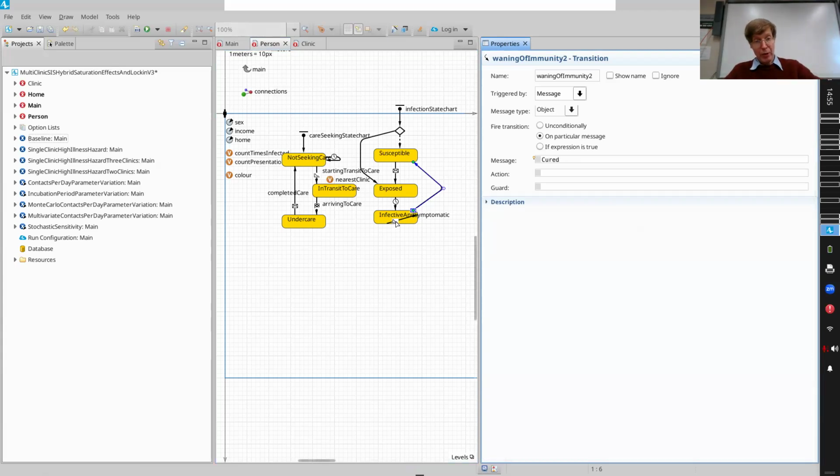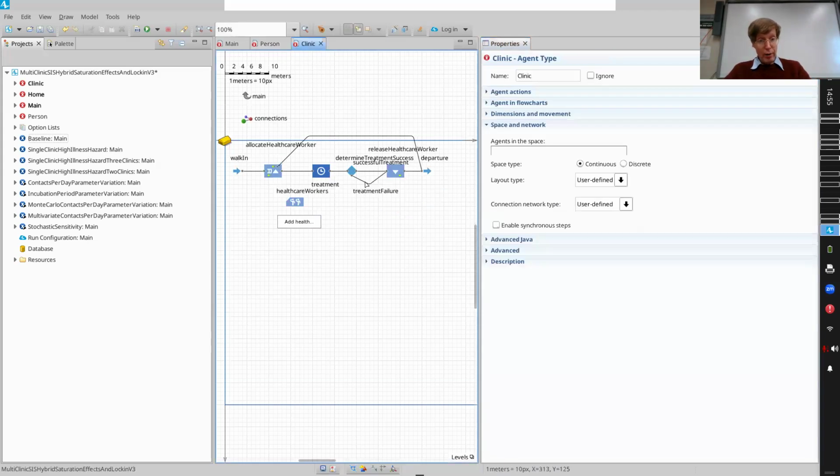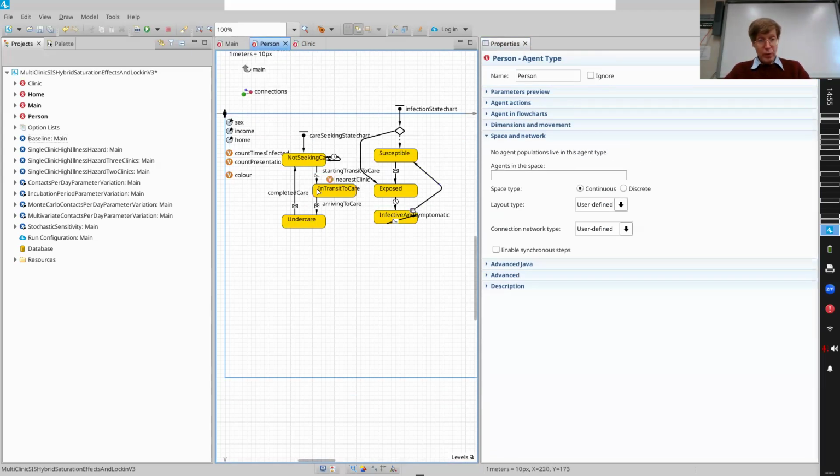It'll bring them back from the infective state to the susceptible state. So they will depart regardless of whether they've been cured. Some will depart having been cured. Some will depart without having been cured and remaining unknowingly infected.